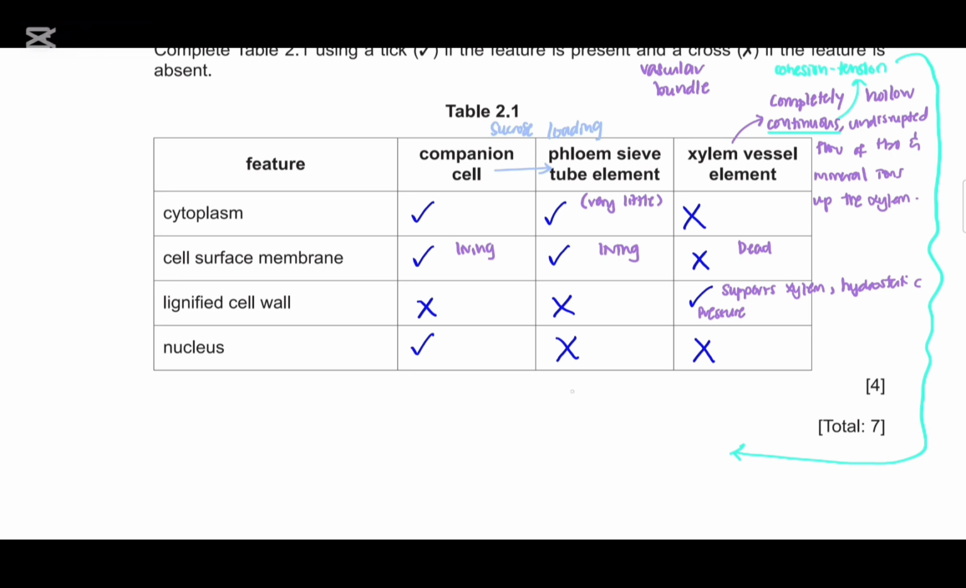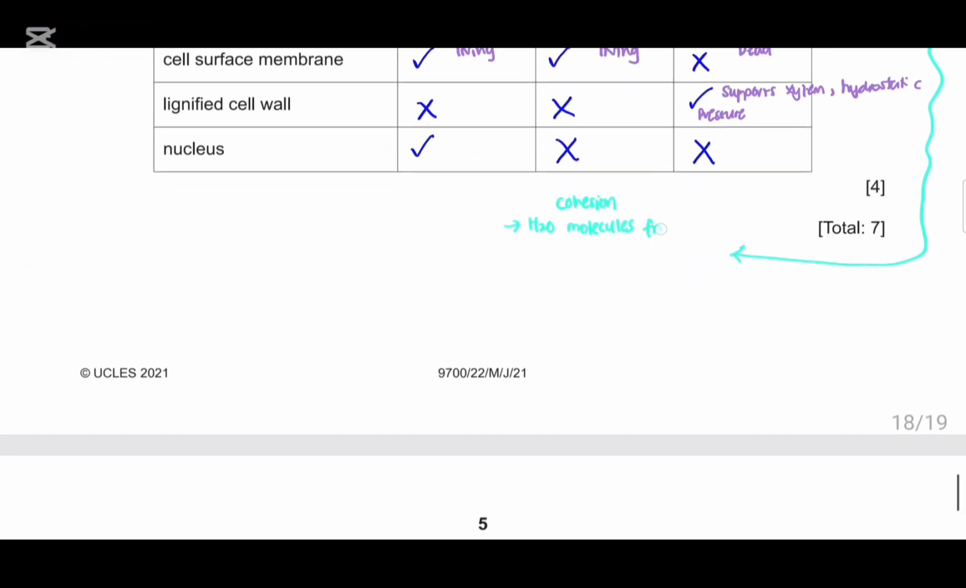So why does water have cohesion? Because water is cohesive. Cohesion is whereby water molecules form hydrogen bonds with one another, with each other.